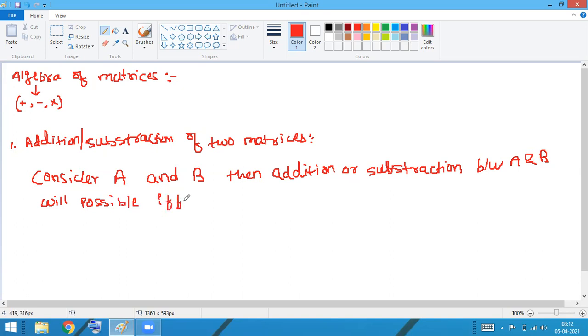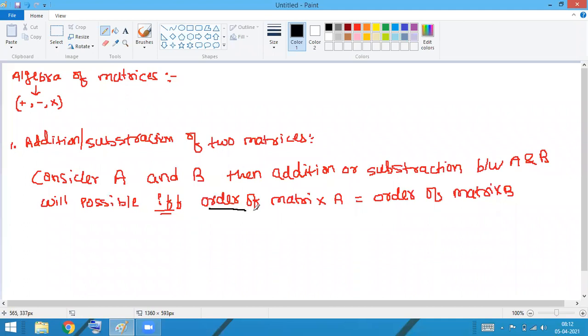iff. What is the meaning of iff? iff means if and only if the order of matrix A should be equal to the order of matrix B. Okay, then we can say that the addition of two matrices or subtraction of two matrices is possible. This is the most important thing that we have to remember.